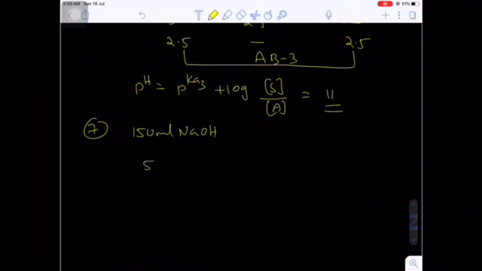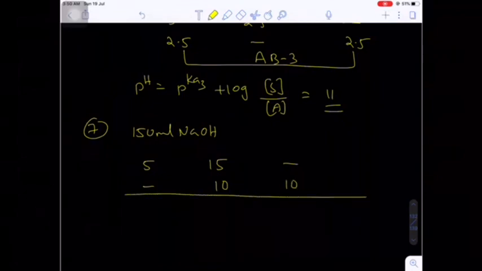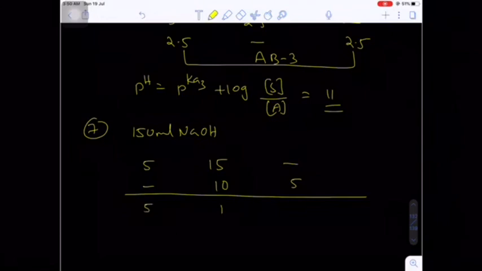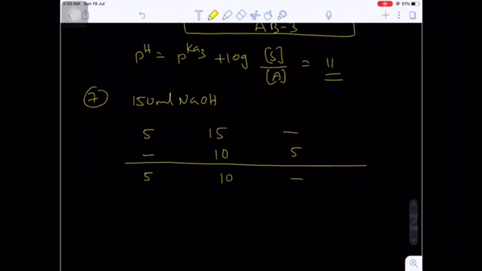Now here next one, we are adding 150 ml of NaOH. Now in the 150 ml of NaOH, what happens? 5 millimoles of phosphoric acid and 15 millimoles of NaOH. Okay, now 5 millimoles phosphoric acid completely consumed, 10 millimoles of NaOH will be present, and 10 millimoles of sodium dihydrogen phosphate. Just wait, here only 5 millimoles, here 5 millimoles of disodium hydrogen phosphate.